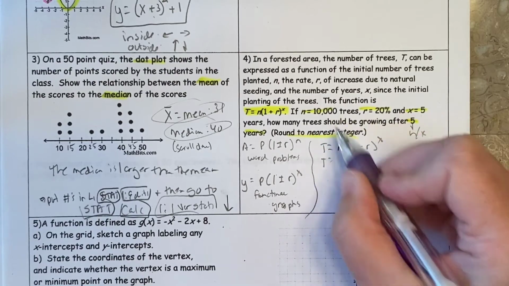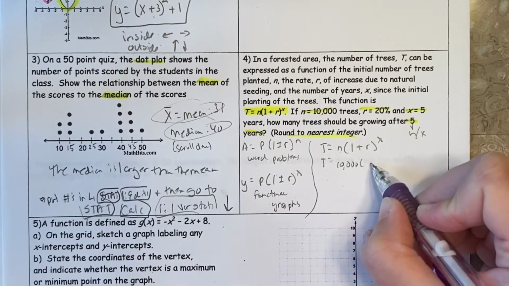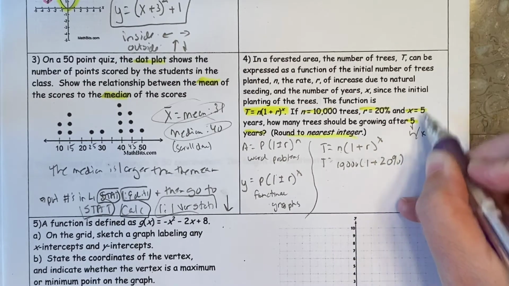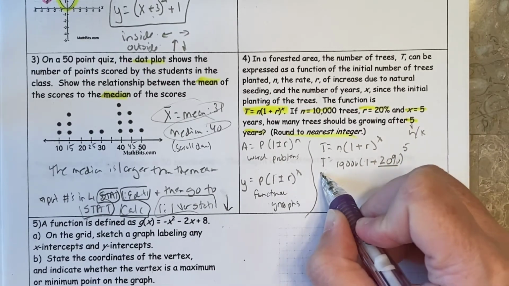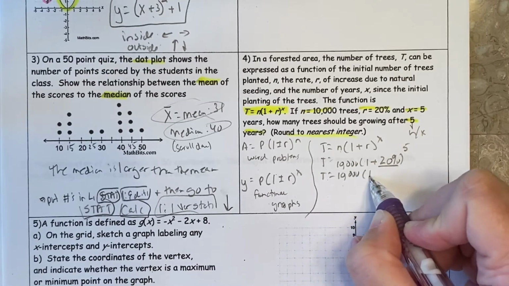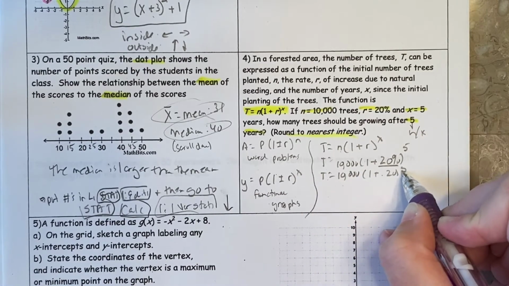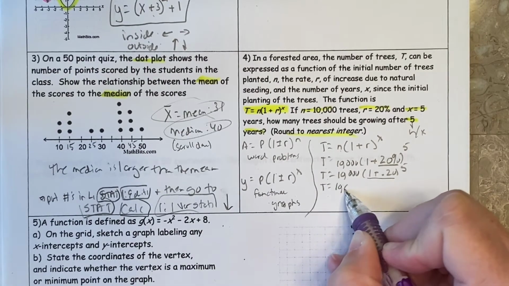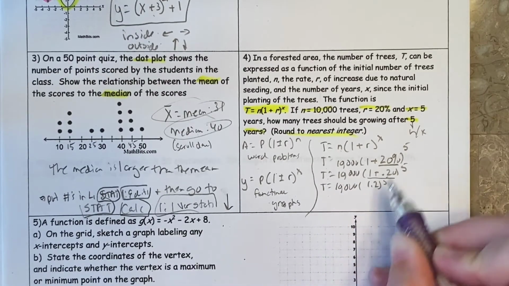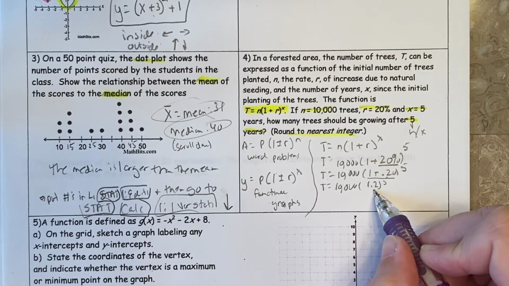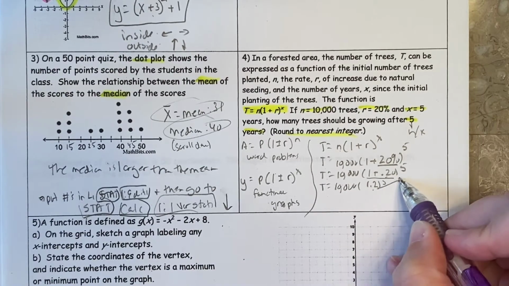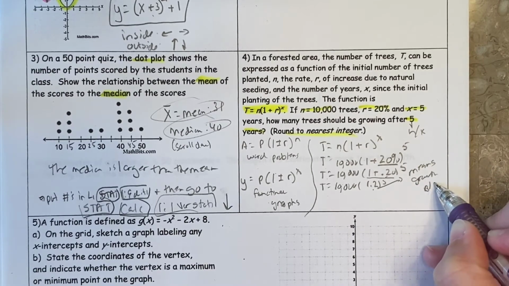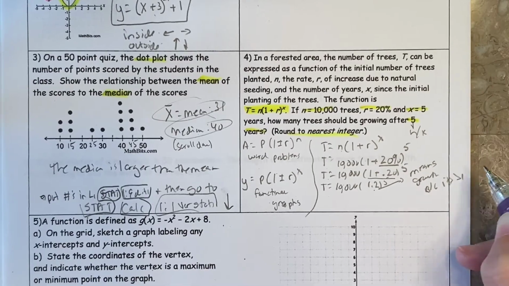They're giving us 10,000 for N. They already told us an increase of 20%, and X is going to be 5. So we're going to work on that percent first. So 10,000, 1 plus 0.20, to the 5th. 1 plus 0.20, we get 1.2. Now that makes sense, this number is bigger than 1, which shows growth. So that makes sense, because it's bigger than 1, it means growth.